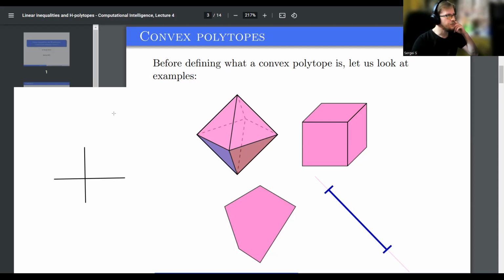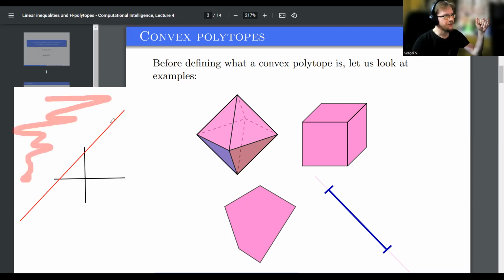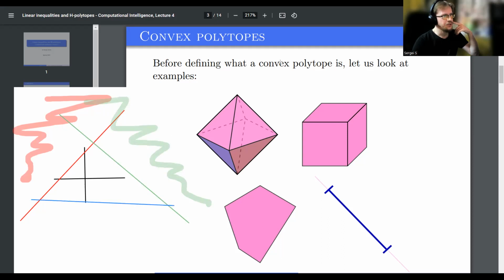We can designate half spaces which we are not going to allow. What do we mean by half spaces? We can say, for example, everything above this is not allowed. So everything here is not allowed. Then you can say everything above this one is also not allowed. And then you can say everything below this one is also not allowed.